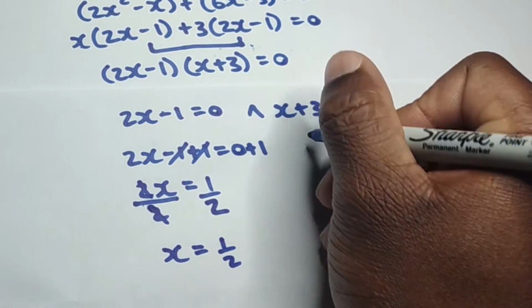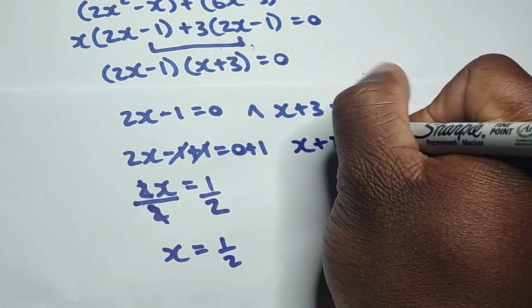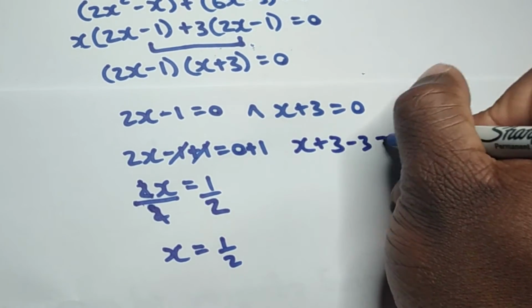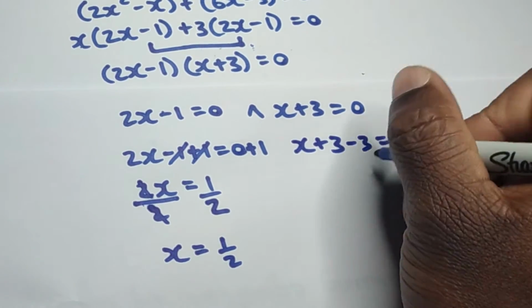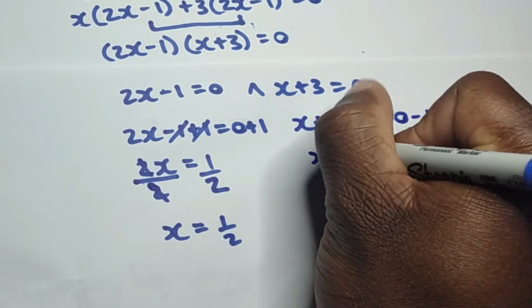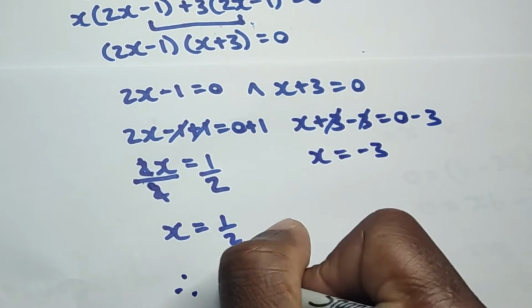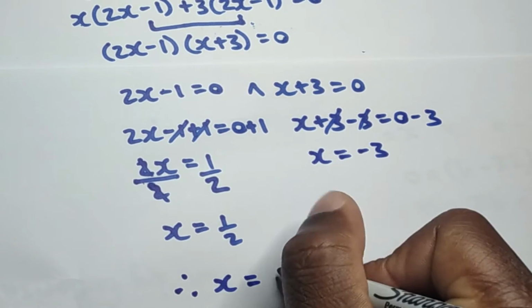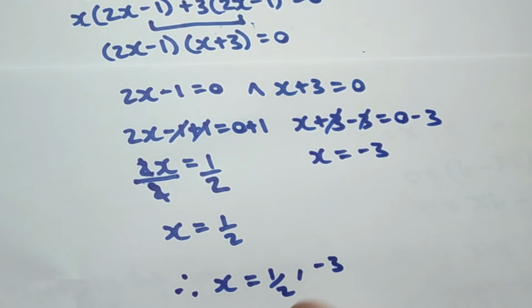Alright? And over here, if we want to get rid of this positive 3, we have to do the opposite, which is to minus 3. And if we minus 3 on this side, we're required to minus 3 on the other side as well. So 3 minus 3 cancels, and x is equal to negative 3. Alright, so therefore, again, our values would be the same. So x is equal to a half, and x is equal to negative 3.